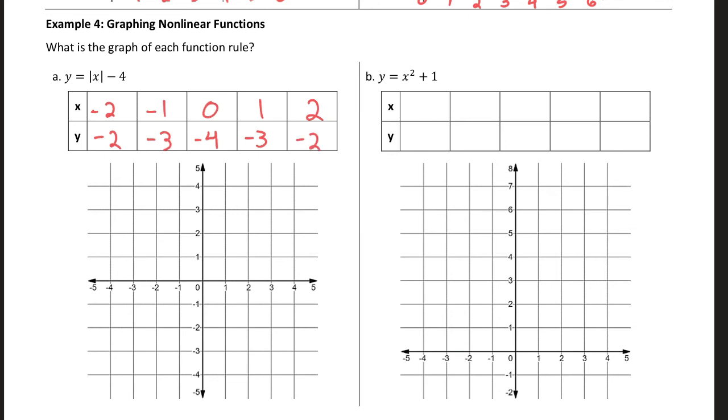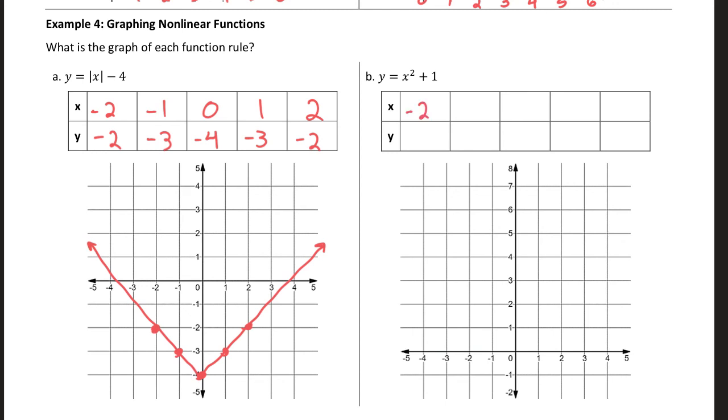So then I go ahead and I graph my points. -2, -2; -1, -3; 0, -4; 1, -3; 2, -2. So this is a continuous graph. It's kind of a V shape, so this is how this is going to look. I'm going to draw kind of a line going one way, line going the other way. That is my nonlinear function. That is an absolute value function. Okay?